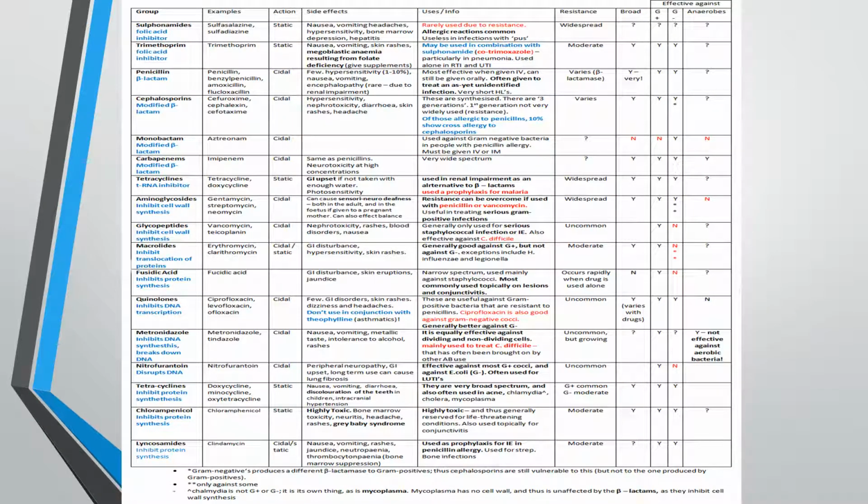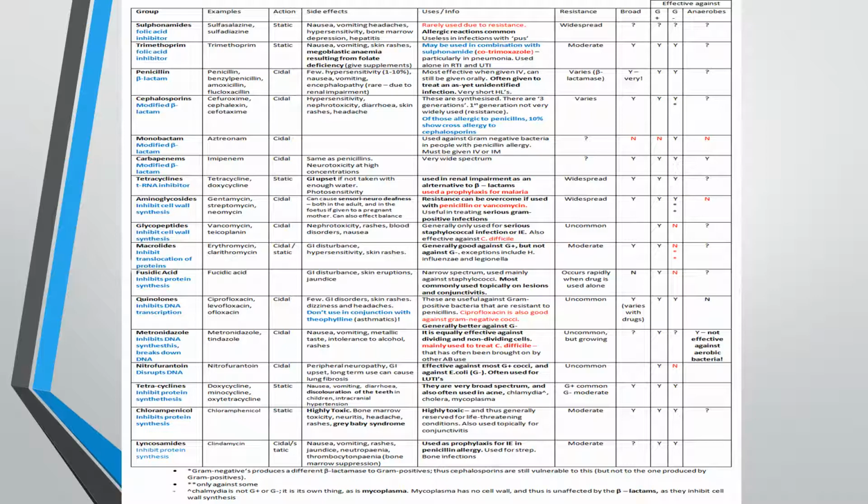So finally, we're looking at a super chart here, which gives you the group of drugs, the type of drugs that are in that group, so examples within that group, and its action. Is it static or is it cidal? Side effects I don't need you to worry with too much. However, I do want you to know the uses. So note, the sulfonamides, they're not used too often because of resistance. What are the uses? Who do we use it against? And then spectrum. So what's the spectrum on this?